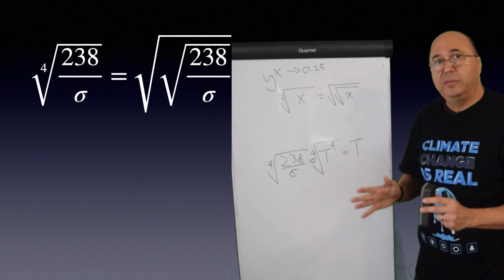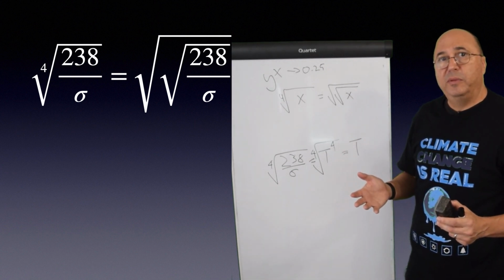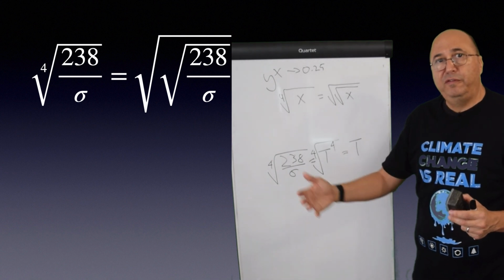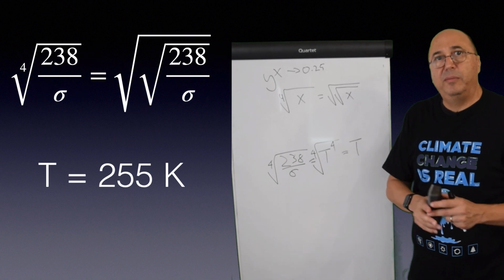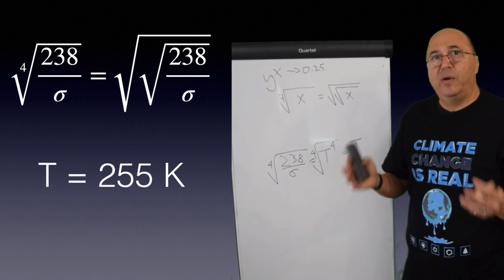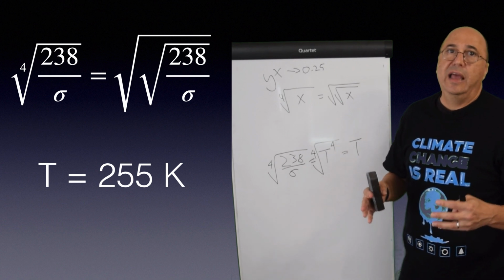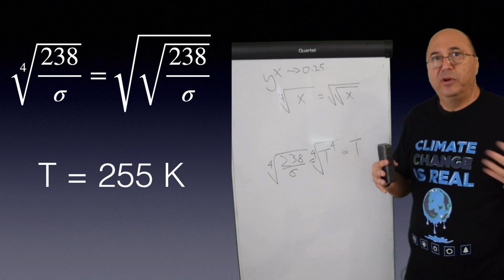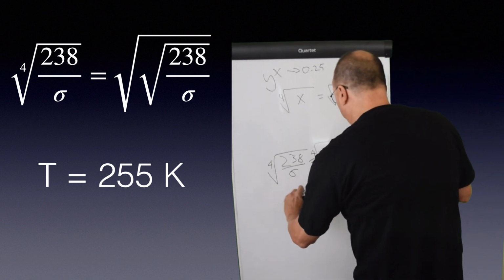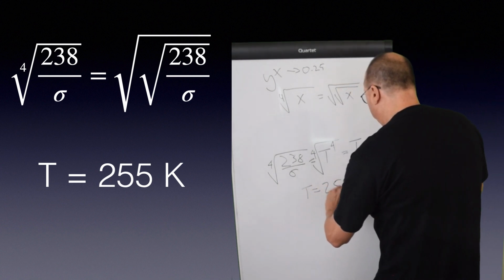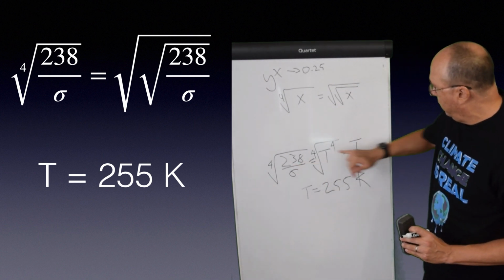Now you should actually probably already know what the answer is. If something is emitting 238 watts per square meter, the temperature is 255 Kelvin, because 238 is the energy in for the Earth, something you should remember. And if the Earth had no atmosphere, then the surface temperature would also be emitting 238. And we calculated in previous videos that this gives you a temperature of 255 Kelvin. So you should be able to solve this, and you should be able to get 255 Kelvin out of this. Make sure you can plug these numbers in and get this.